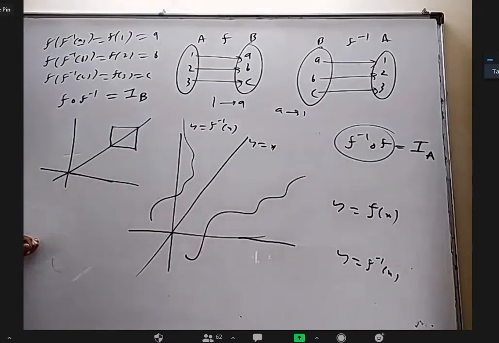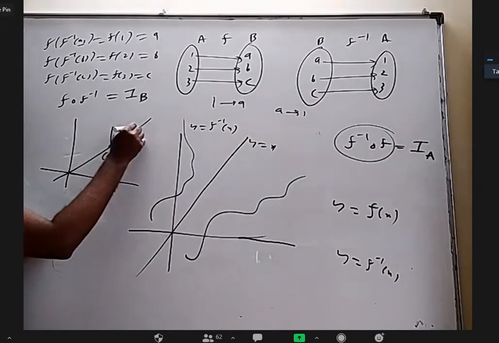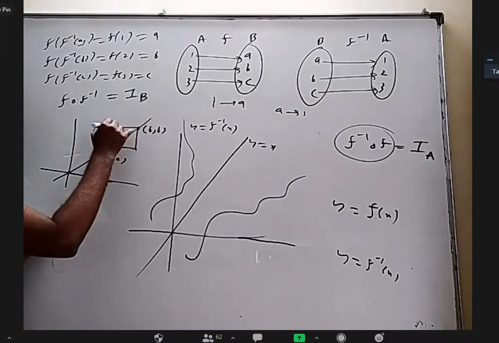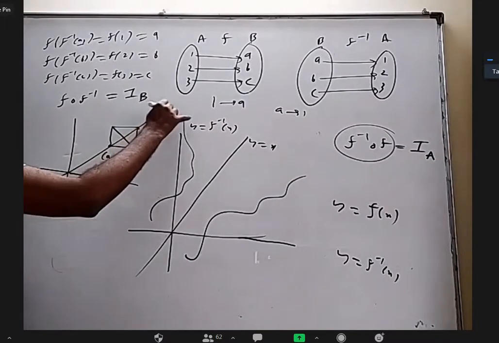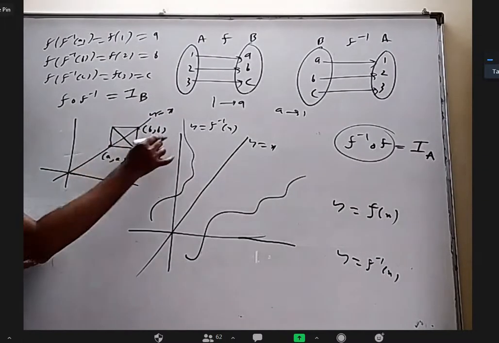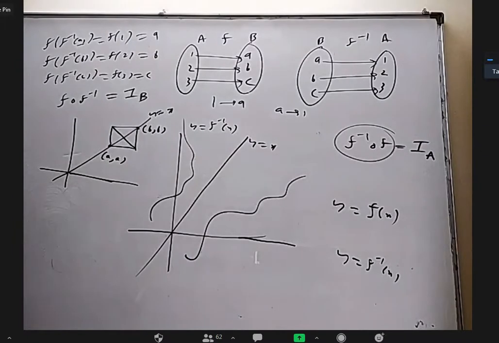This is a square I'm constructing. I want to take this point as a comma a, this point as b comma b. This is y equal to x. I constructed a square. These sides are parallel to the x-axis. These are parallel to the y-axis. This is a 45 degrees line. This is another 45 degrees line, or 135 degrees line.